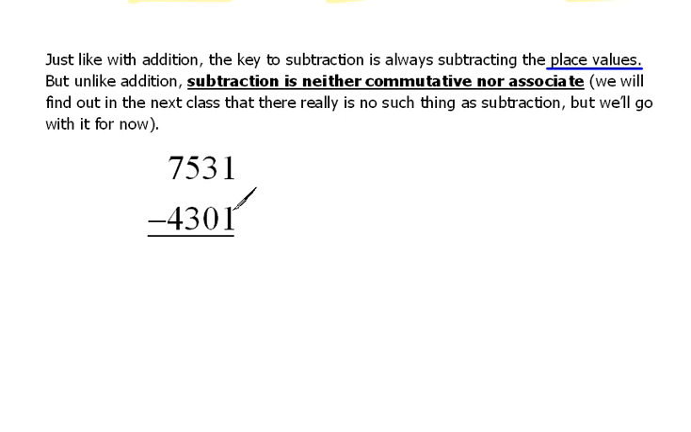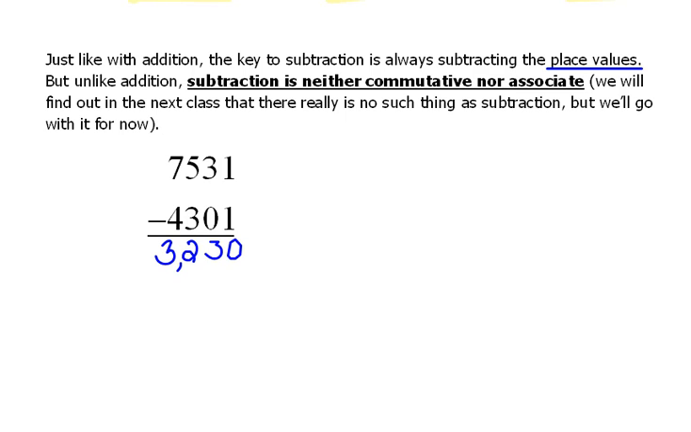Okay, so we can take 1 away from 1, which would leave us with 0. Remember, we always want to stay in the column. This is the ones column, so we subtract the ones. Then we move to the tens column, and we subtract those. So we can take 0 away from 3, which would be 3. We can take 3 away from 5, so 5 minus 3 is 2. And then 7 minus 4 would be 3. So our answer here would be 3,230.